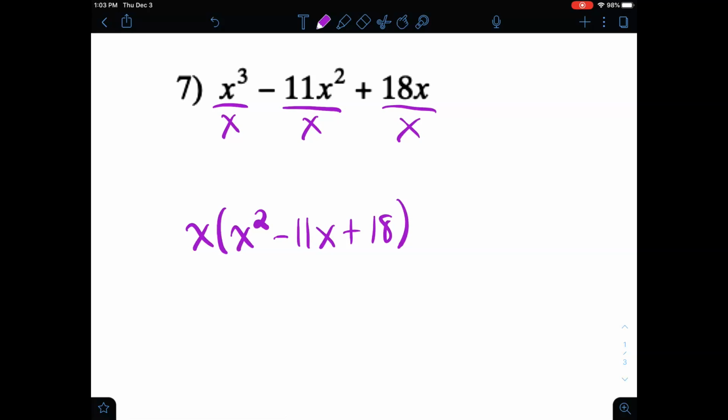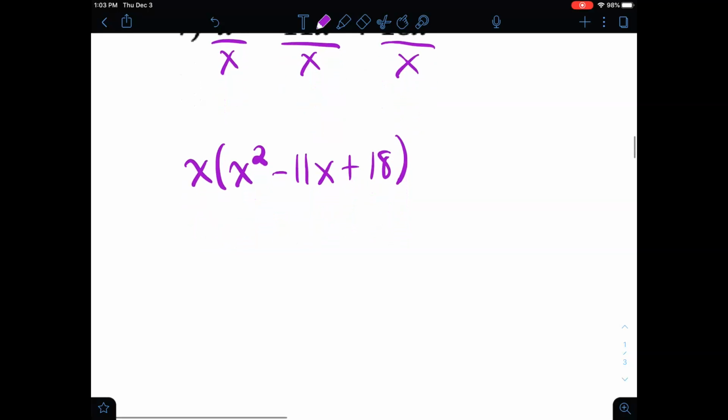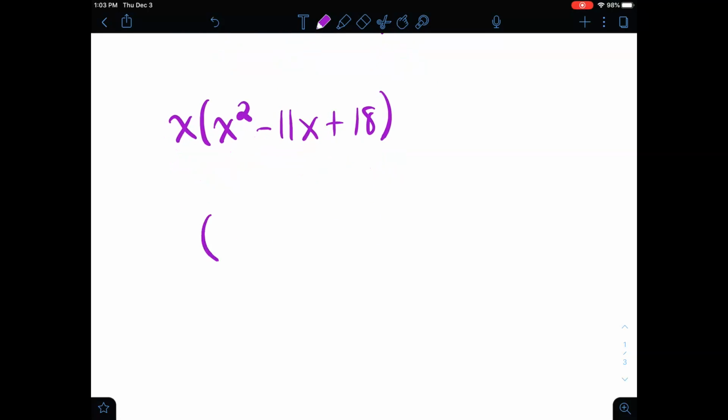What does it look like is happening inside the parentheses? Well, we got no GCF. How many terms do we have there? We have 3. Is it a perfect square trinomial? Well, this is a perfect square, but 18 is not a perfect square, so this one's not a perfect square trinomial, which is good. So that means we're doing general factoring. So we're going to go ahead and do this.